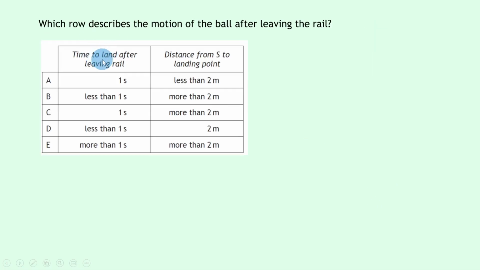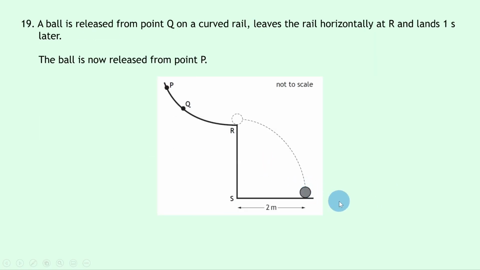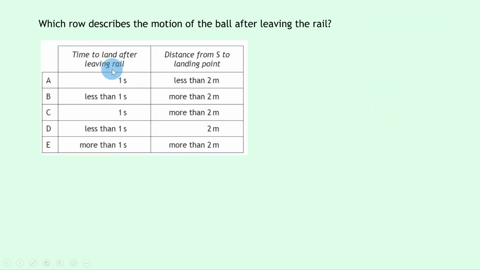Well, first of all, the time to land after leaving the rail has got to be the exact same as the time for the ball released from point Q, and that's because remember the time of flight for the horizontal motion and vertical motion of a projectile are the same. In other words, a projectile will take the same time to travel horizontally as it does vertically, so it doesn't matter if the ball is released from a higher point, it's going to take the same time to travel horizontally that it does vertically, which will be 1 second. So this means our answer is either going to be A or C.